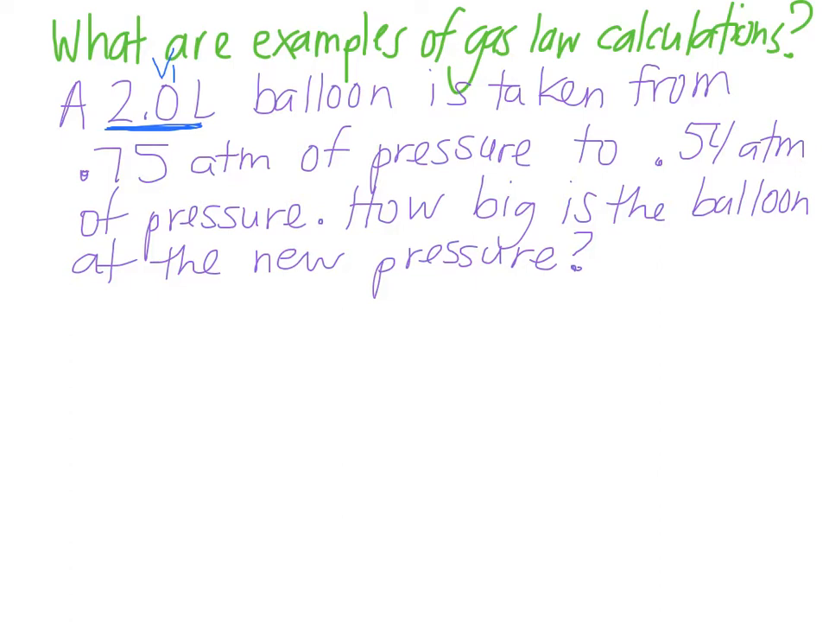So this is what our balloon started out as, V1. And then it says that it started at a pressure of 0.75 atmospheres. So this is your P1. And then that pressure changed to be 0.54 atmospheres.